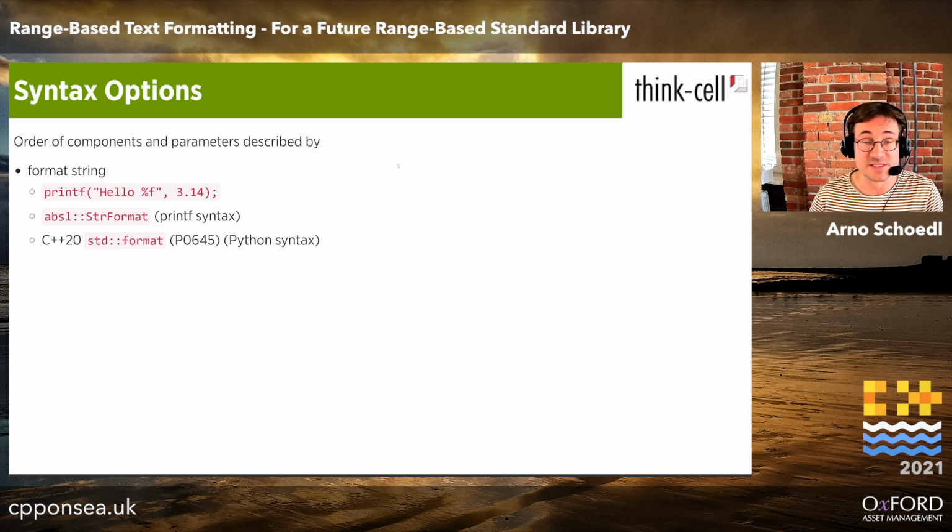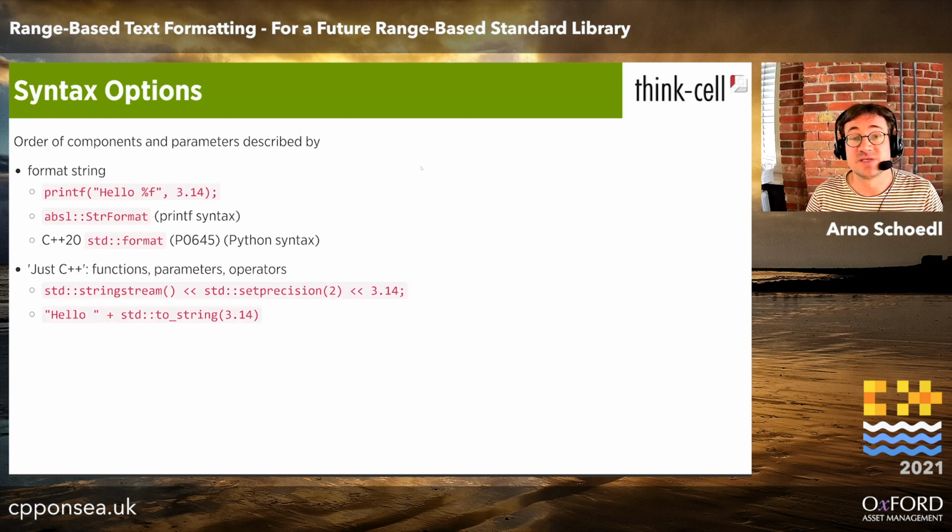There are type-safe versions, essentially, of printf, like Abseil, for example, has one. And of course, now there is the C++20 std::format, which doesn't quite use the printf syntax. It uses the Python syntax. But it also uses basically a text with placeholders, and then you are replacing these placeholders with additional parameters.